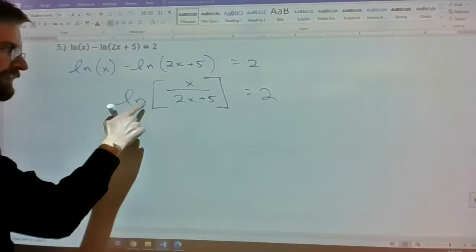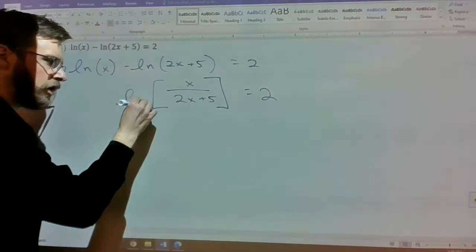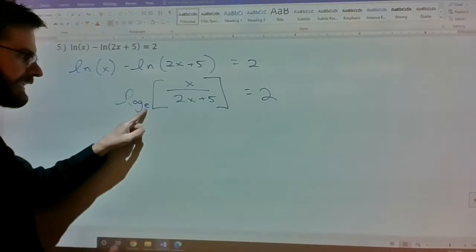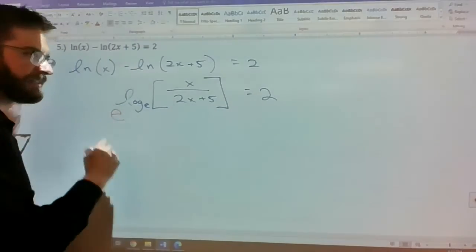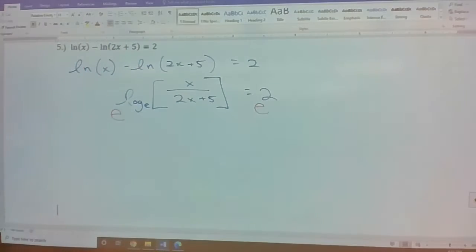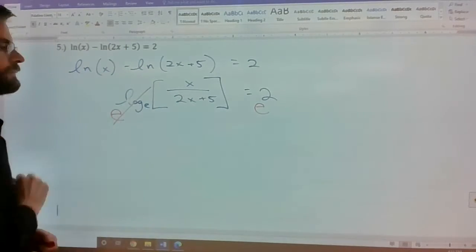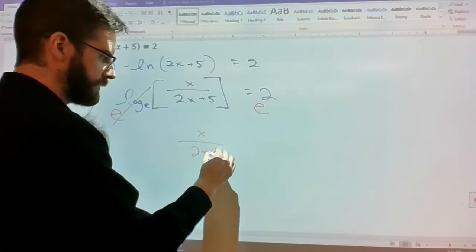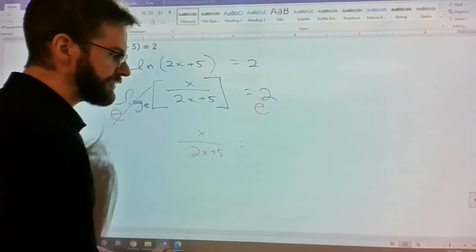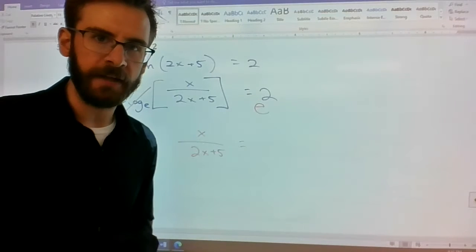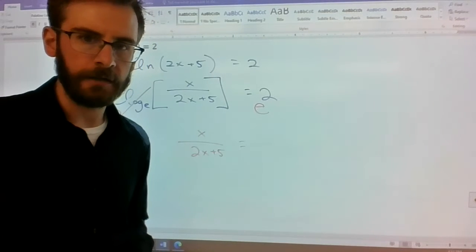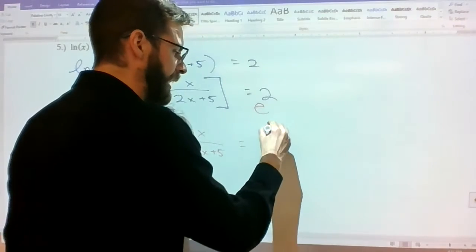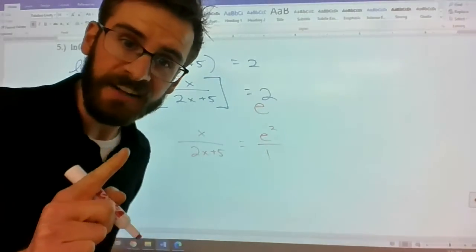Keep in mind that the natural log is the same thing as log base e. The only thing that's going to undo that base e is the exponential base e. So on the left, you got this going on. On the right, you got e squared. I don't know if I want to make that a decimal just yet. I'm going to hold out and keep writing e squared, keeping in mind that it's a constant.